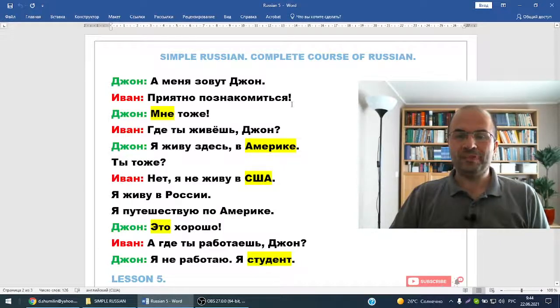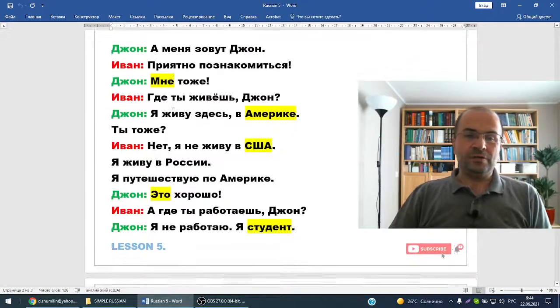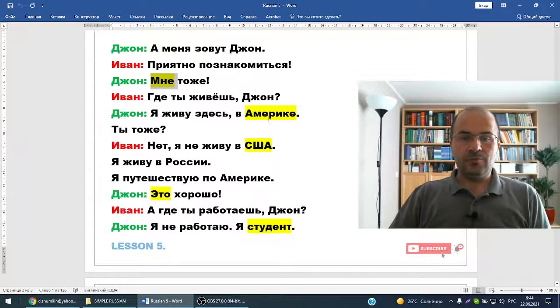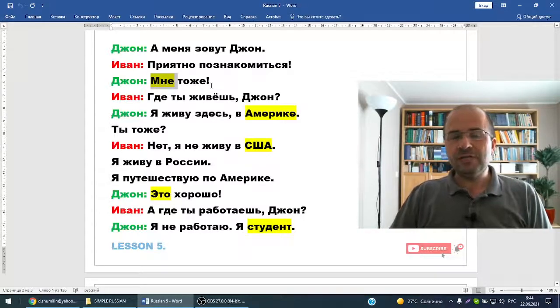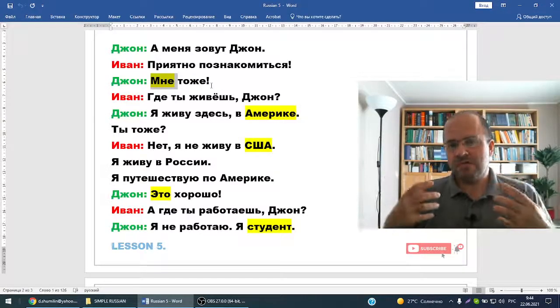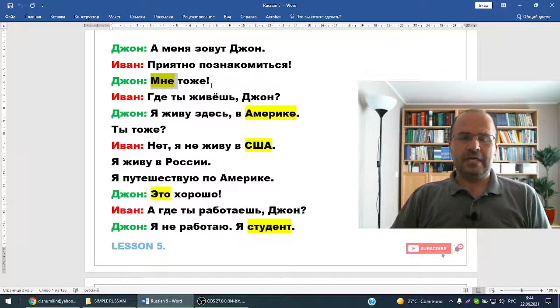Приятно познакомиться. Мне тоже. So the words in yellow are the new words for you, the words that we didn't take in the previous 4 lessons. Мне тоже means me too. So приятно познакомиться, nice to meet you. The reply is me too, or in English it's me, but in Russian it's to me, so dative case. Never mind. Мне тоже means me too.